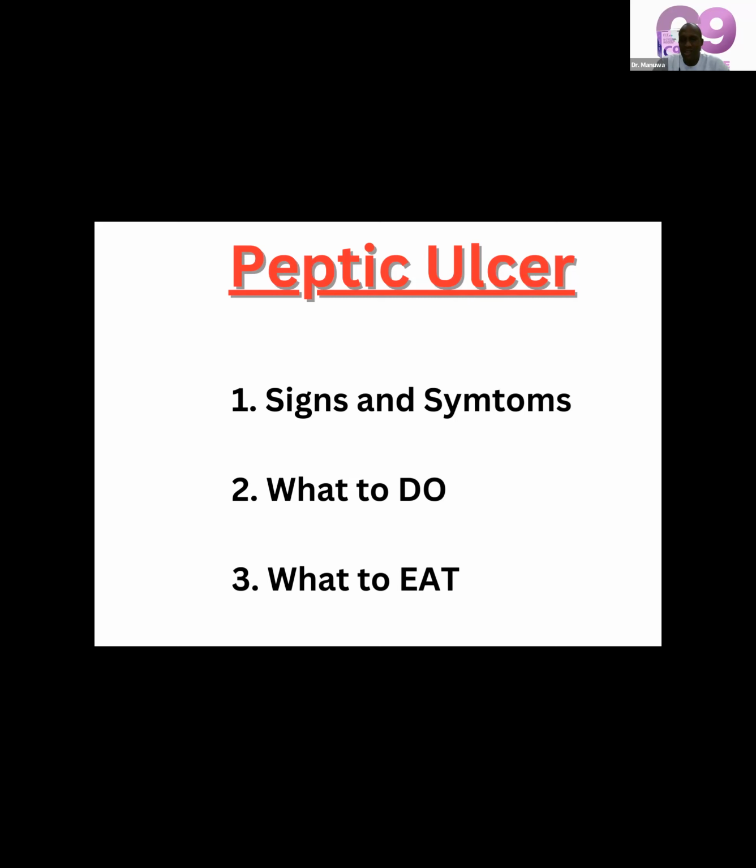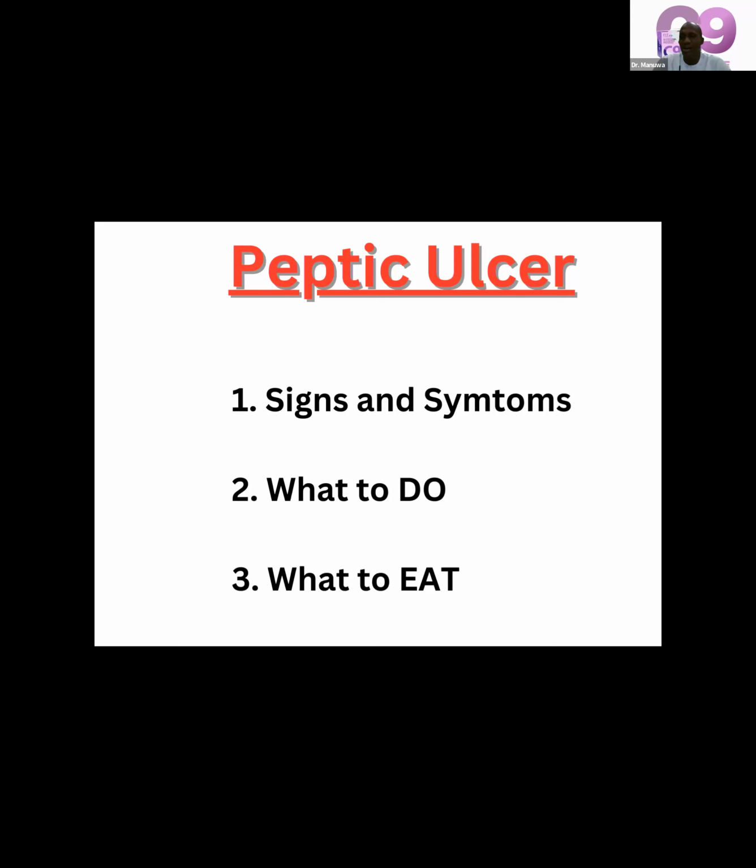But the first part is the signs and symptoms. When you look at the causes, we do not need to be told some of the signs and symptoms, because generally in Nigeria, it has been documented that over 100,000 people experience peptic ulcers annually. Over 100,000 people annually in Nigeria. So it's a very serious thing.